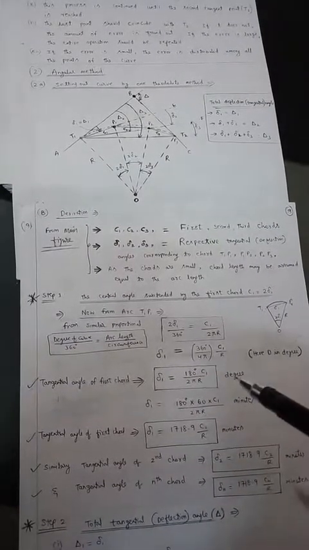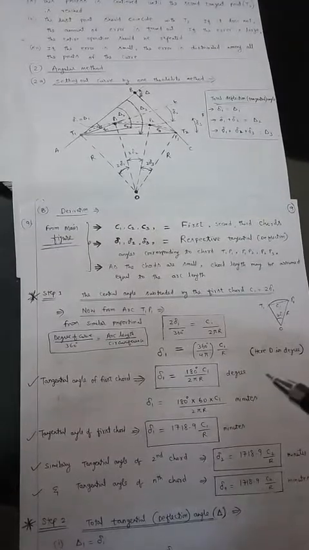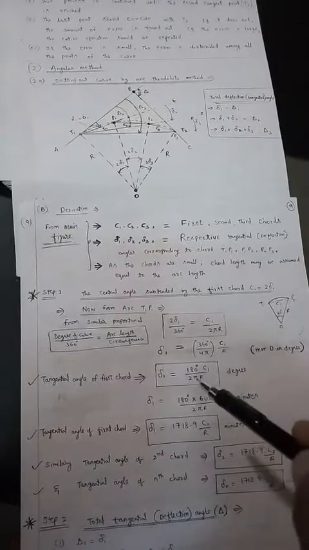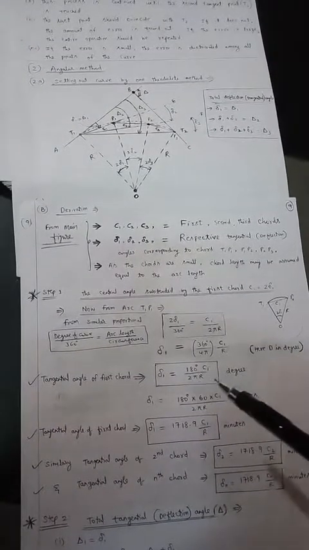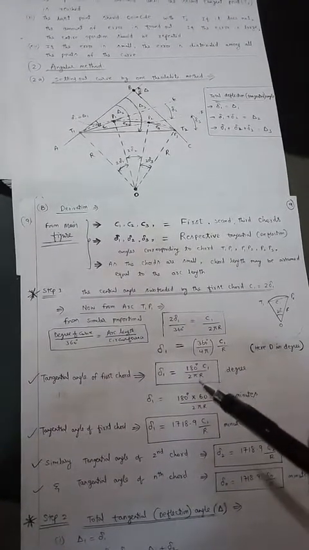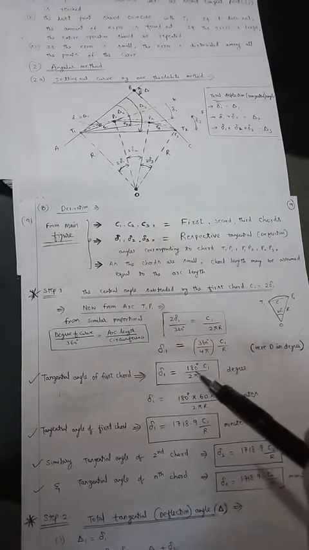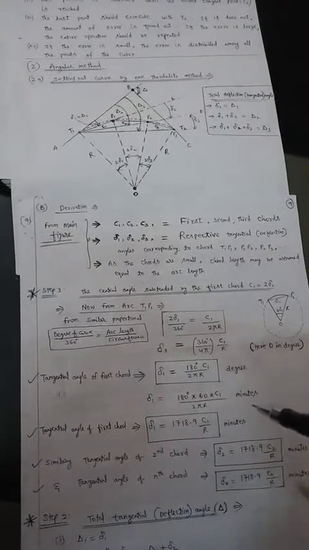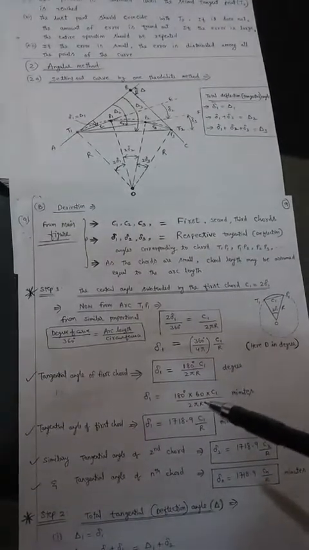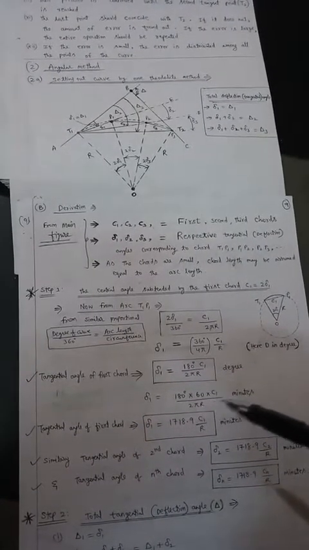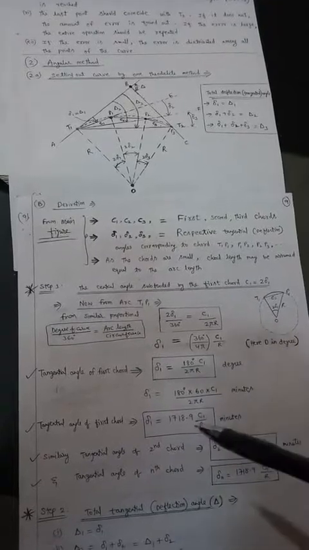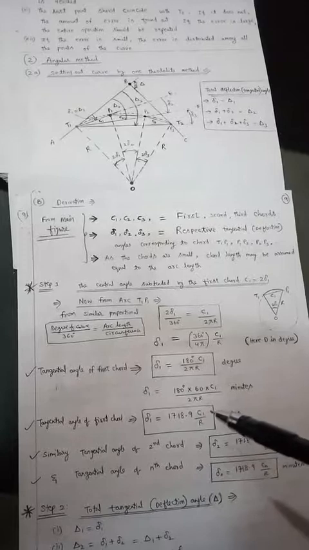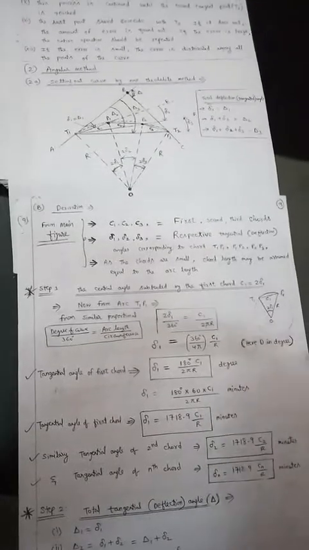So finally, we will get delta 1 equal to 180 degrees C1 by 2 pi r. This value is in degrees, so we have to convert it into minutes by multiplying by 60. Finally, we will get delta 1 equal to 1718.9 C1 by r in minutes.